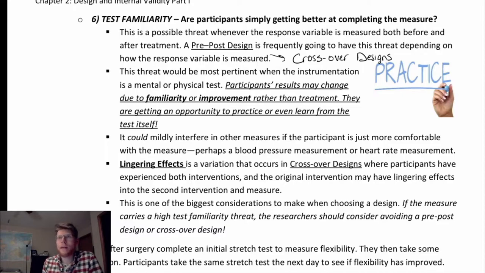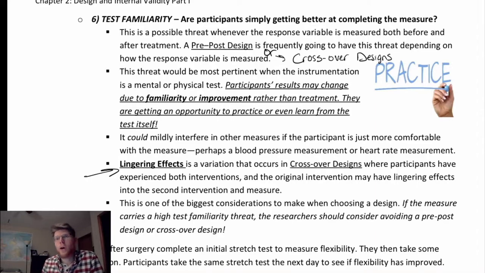Now, some things, I just want to clarify this. I should probably say, or crossover designs. Lingering effects, though, is definitely a crossover-specific issue as well. So I just want to clarify that there.